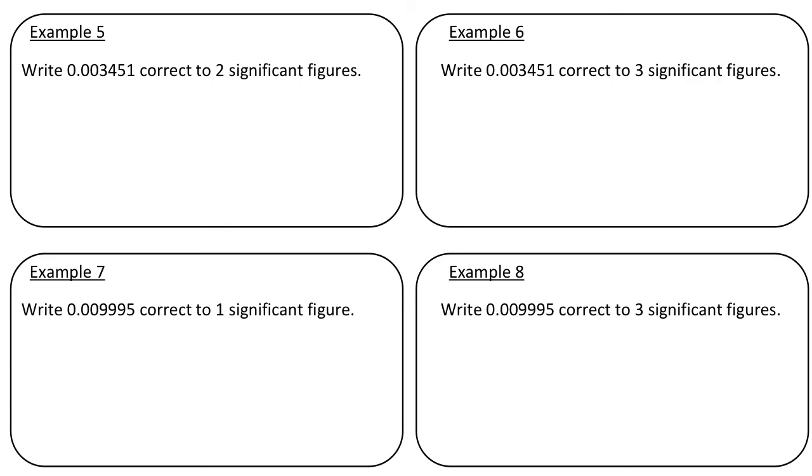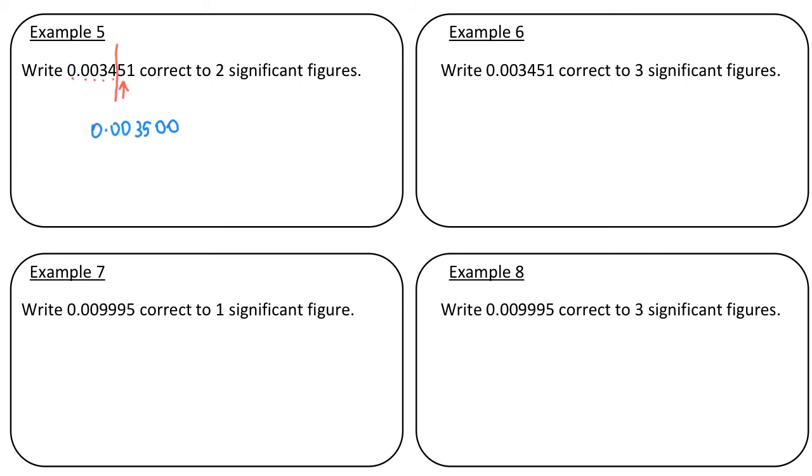So the first significant figure is the first non-zero number. So the first 3 zeros are not significant. So 3 is the first, 4 is the second. So we'll put our line after the 4. We've got a 5, that means we'll round up. So our number that we'll round is 0.0035.